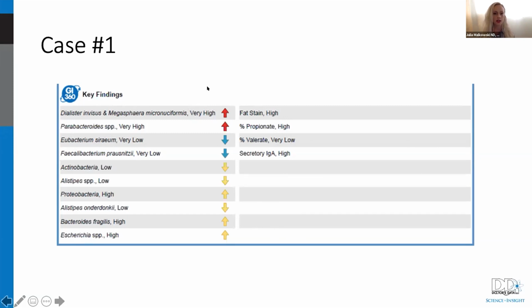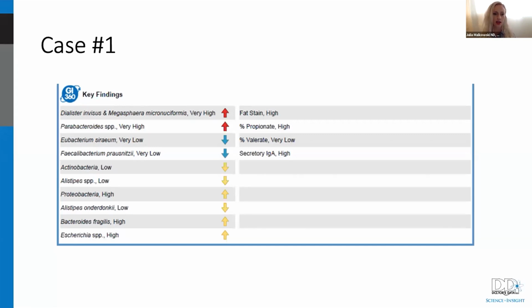The patient does have Dialister invisus and Megasphaera micronuciformis elevated. That species is associated with endodontic pathogens. It's also associated with spondyloarthropathy. This patient does not have a diagnosis of spondyloarthropathy, but I have seen previous tests with patients that have been diagnosed with spondyloarthropathy, and they do have elevated Megasphaera, so that is intriguing.